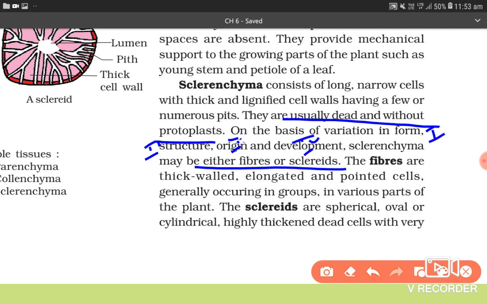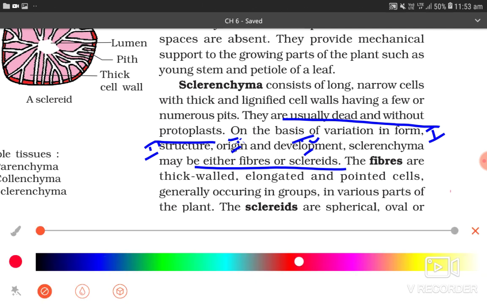Fibers are thick-walled, elongated, and pointed cells generally occurring in groups in various parts of the plants.